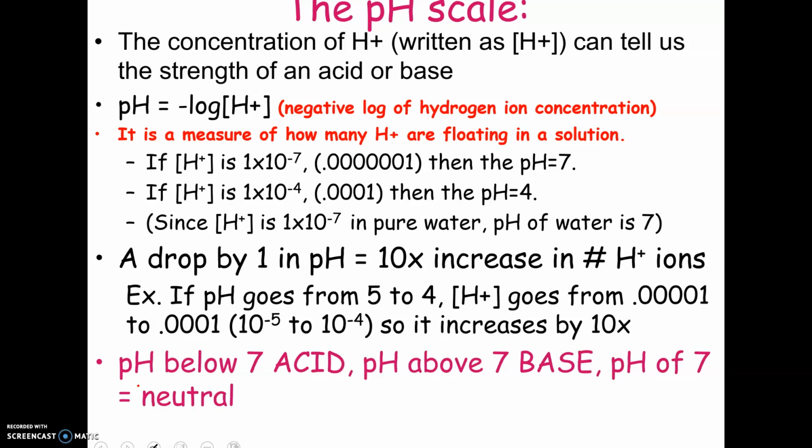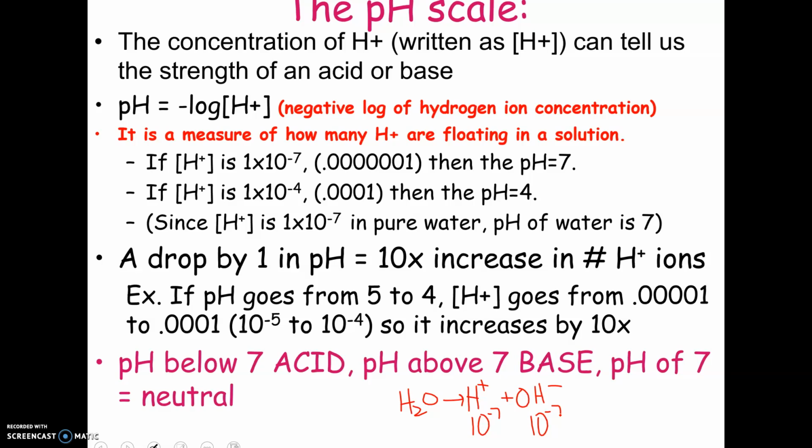So pH below 7 is acid, above 7 is base, and exactly 7 is neutral. And the reason why 7 is neutral is because, if you remember, originally I said that water breaks up into hydrogen and hydroxide. And in a mole of water, the amount of hydrogens would be 10 to the negative 7th, and the hydroxides would be 10 to the negative 7th. So a very tiny amount. But what's the negative log of 10 to the negative 7th? 7. And that's why the pH of water is exactly 7.